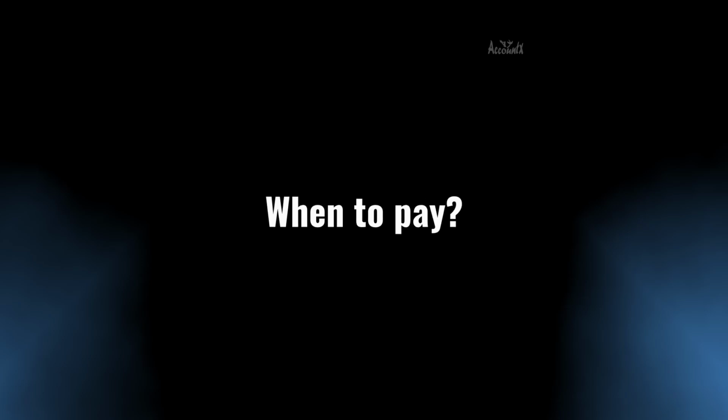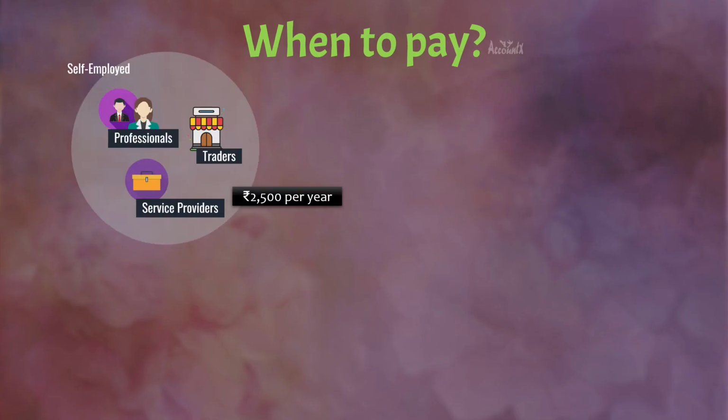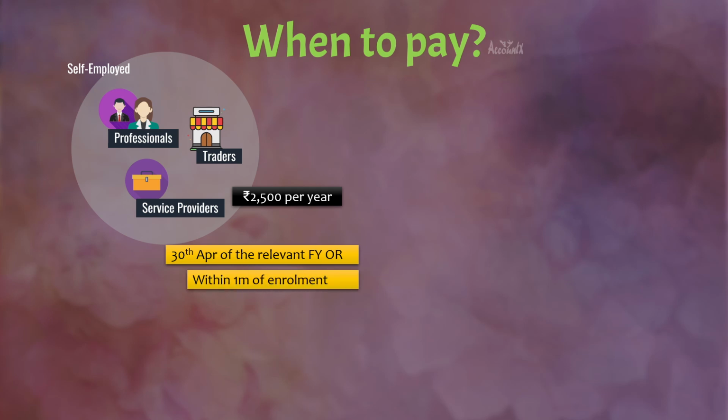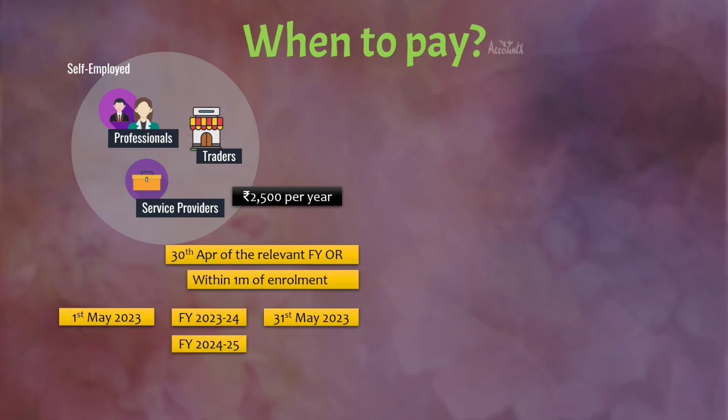Now, when do you have to pay this PT? If you are a self-employed person, then last date for you is 30th April of the relevant financial year or within 1 month of enrollment. Let's say you have newly started your business and you got yourself enrolled on 1st May 2023. So for financial year 2023-24, the last date to pay PT is within 1 month of enrollment, that is by 31st May 2023. For the next financial year, that is 2024-25, the last date to make payment is 30th April 2024.